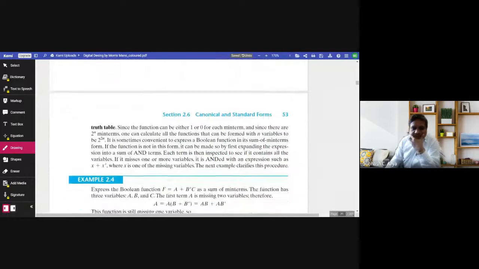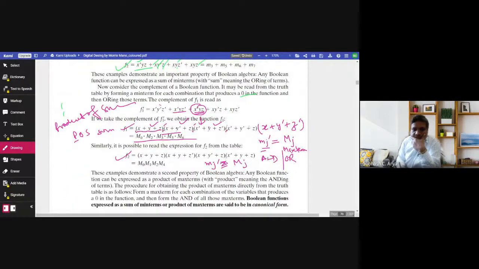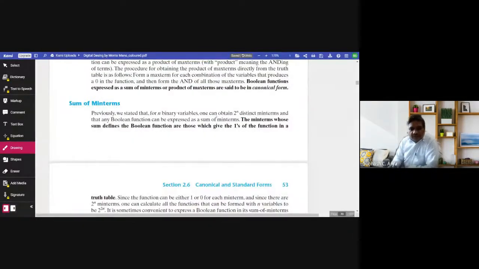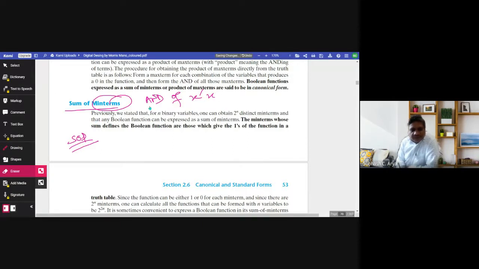Now sum of min terms. These literals, these one by one literals, are called min terms. But if they are expressed in the full standard form, then it is called sum of min terms or standard sum of product form. These min terms are AND of primed or unprimed, without bar, literals.